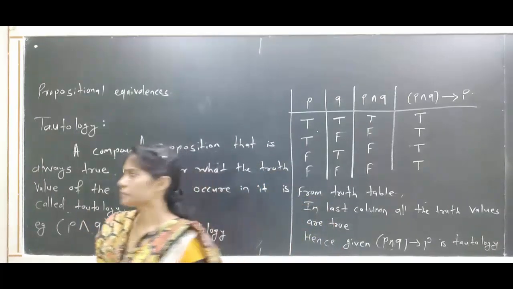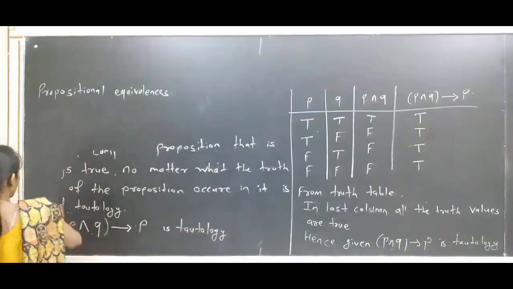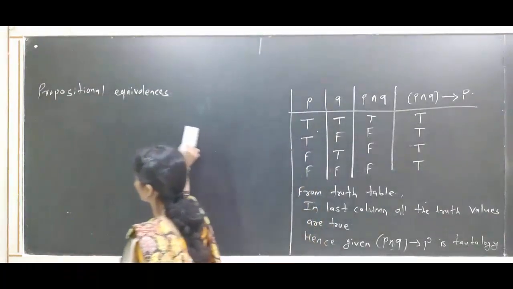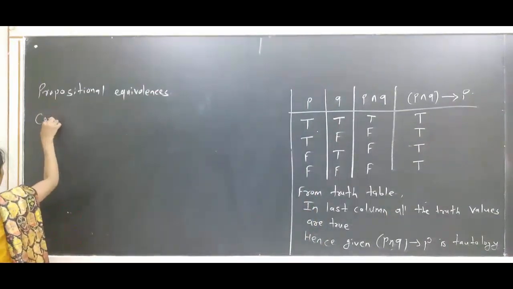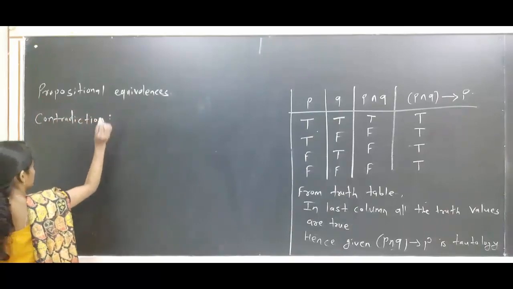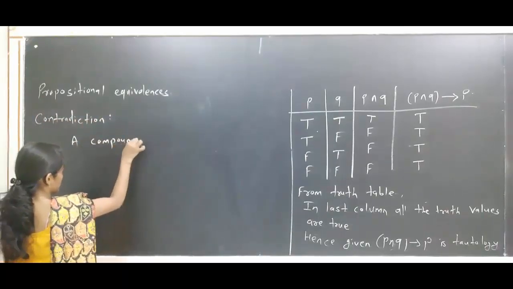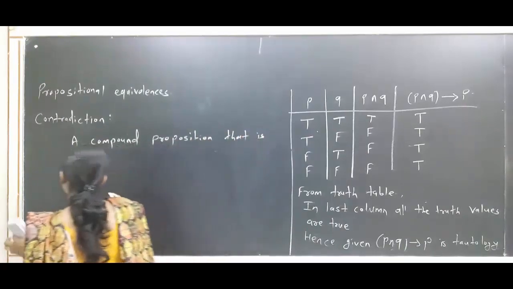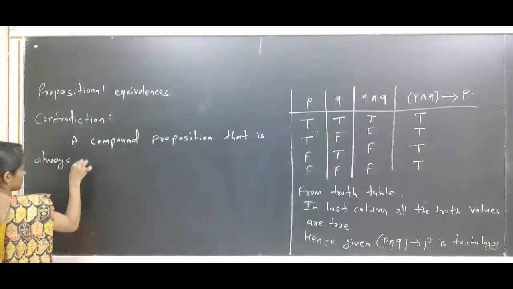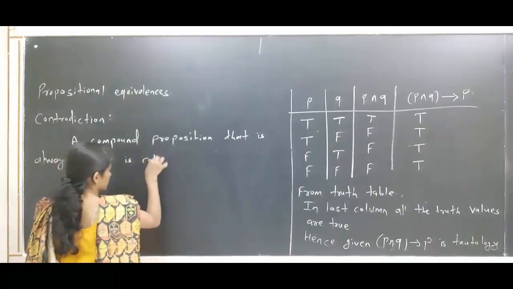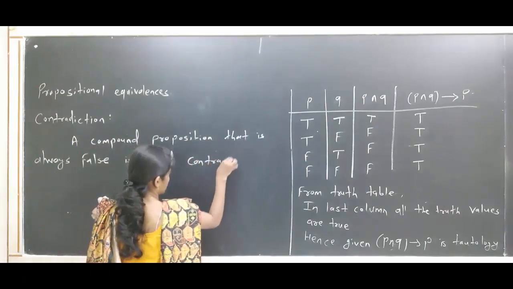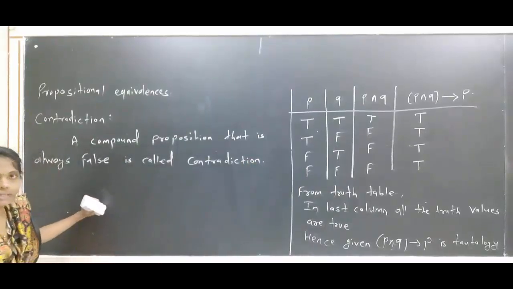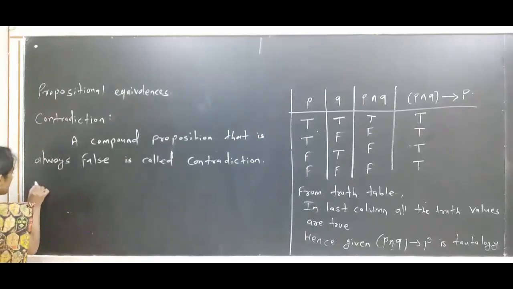What is meant by contradiction? A compound proposition that is always false is called a contradiction. So take the definition. A compound proposition that is always false is called a contradiction. Now we see the example.